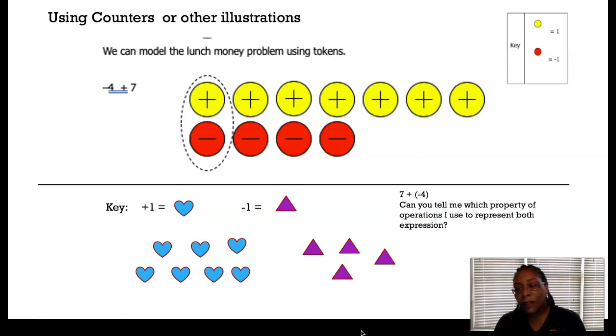I rewrote this a little bit. I have 7 plus -4. Can you tell me what property allows me to do this without changing my sum? You got it. The commutative property of addition.